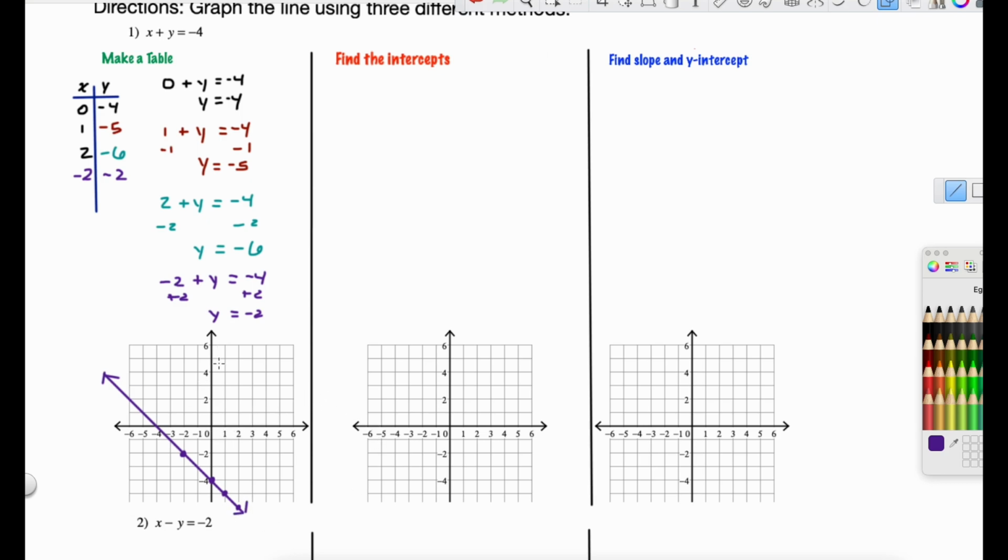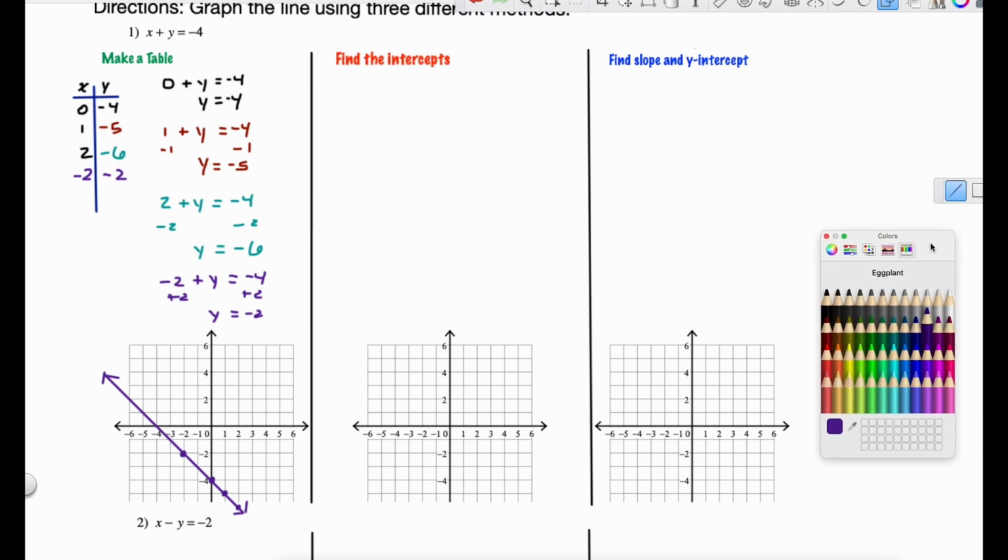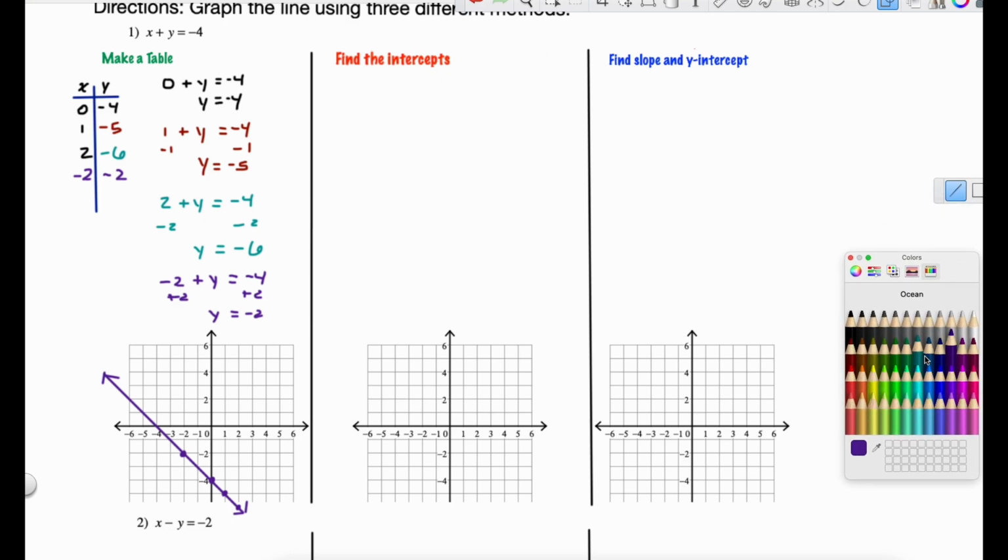Okay, so I would say the minimum you need is 2 points, but it's good to have at least 3 because it kind of checks your work. Okay, so let's do it by finding the intercepts.